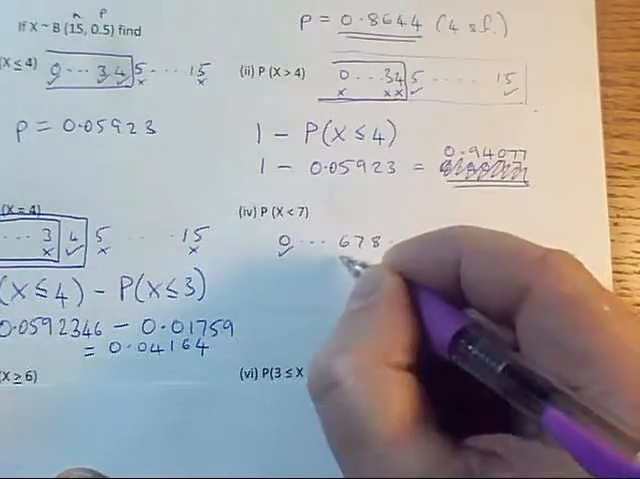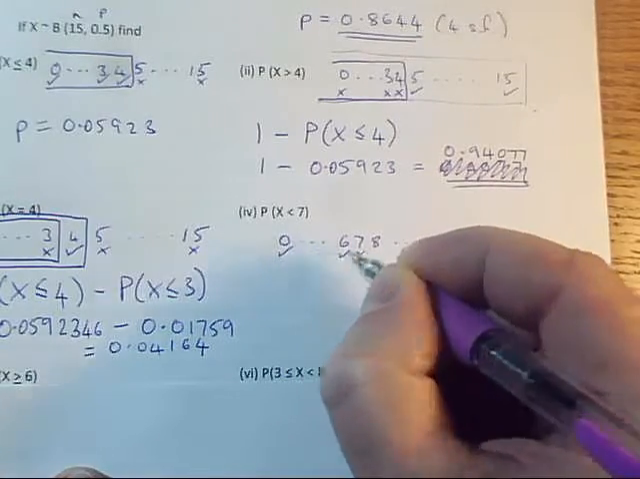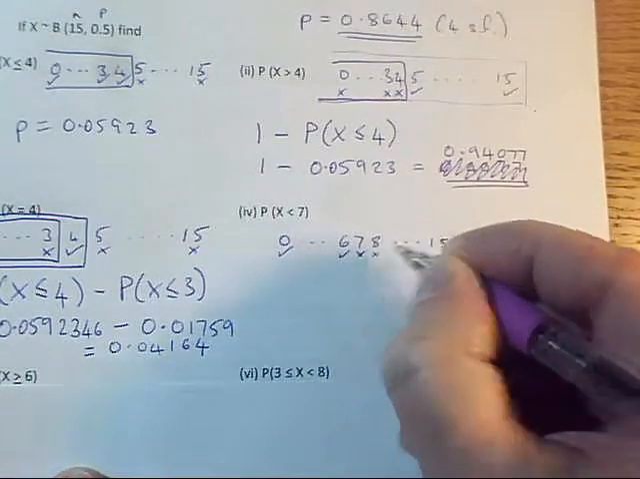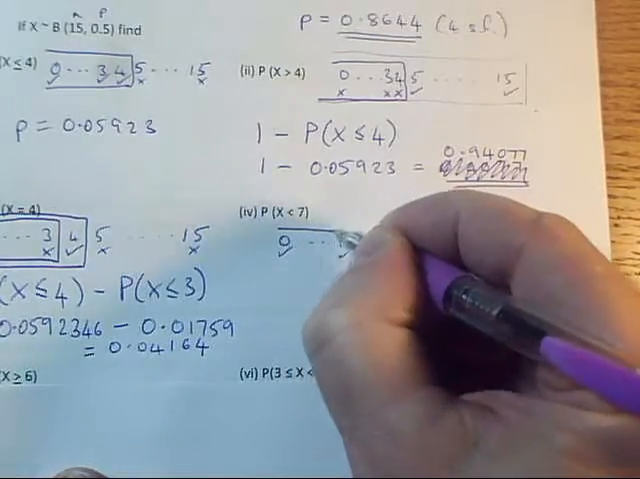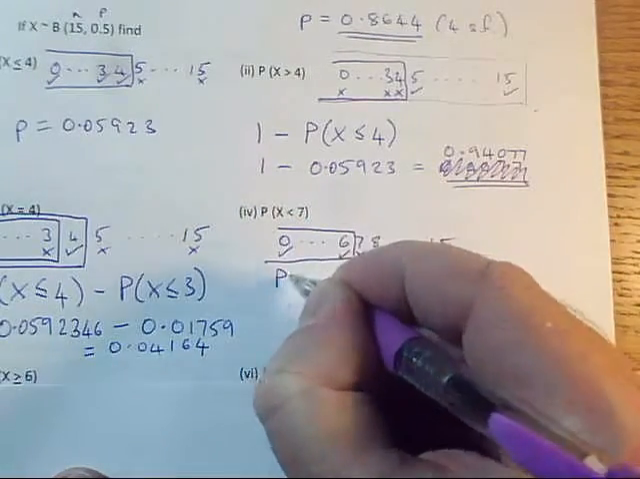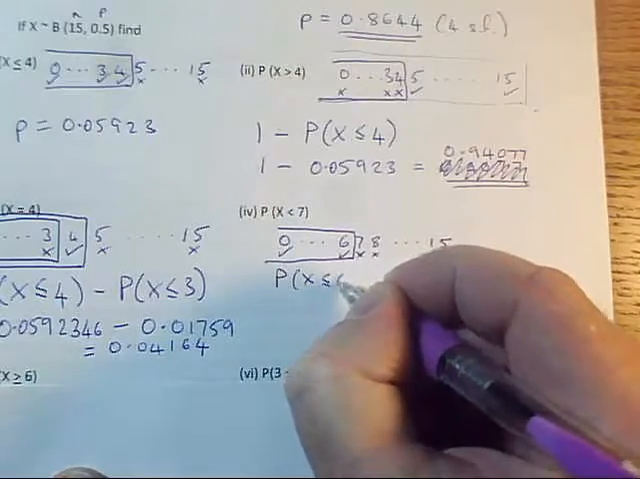So x can be 0, x can be 6, but it can't be 7 because it's not less than or equal to, it's less than. I certainly can't be these. So the probability I want is those. So I want the probability of x being less than or equal to 6.